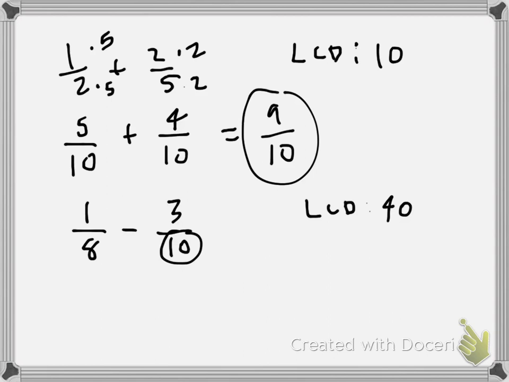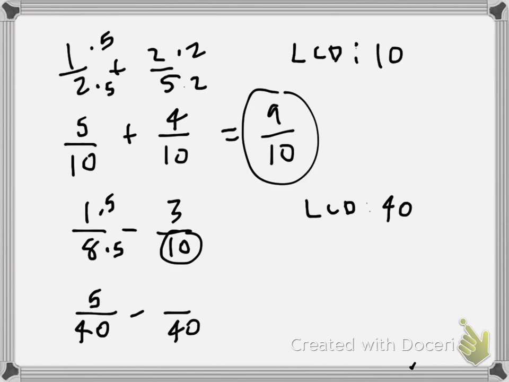Okay, so my LCD is 40, and now I'm going to rewrite my problem as a new problem with those 40s on the bottom. Okay, so here in this first one, I want to change this 8 into a 40. I got to multiply it by 5, right? And if I do it there, I've got to do it up here as well. So 1 times 5 is 5.